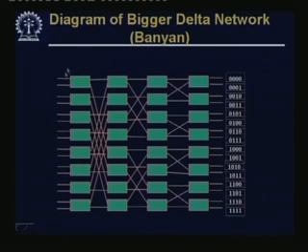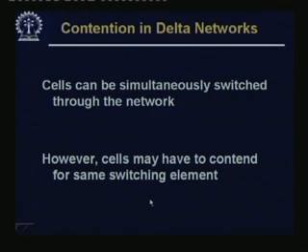As you can see, by doing it in this multi-stage fashion, once again, in a regular crossbar switch you require a large number of switching elements, whereas here you require only 8 into 4, that is 32 switching elements. So, the number of switching elements is much less, but there may be a problem of contention in a delta network. Of course, cells can be simultaneously switched through the network. However, cells may have to contend for the same switching element.